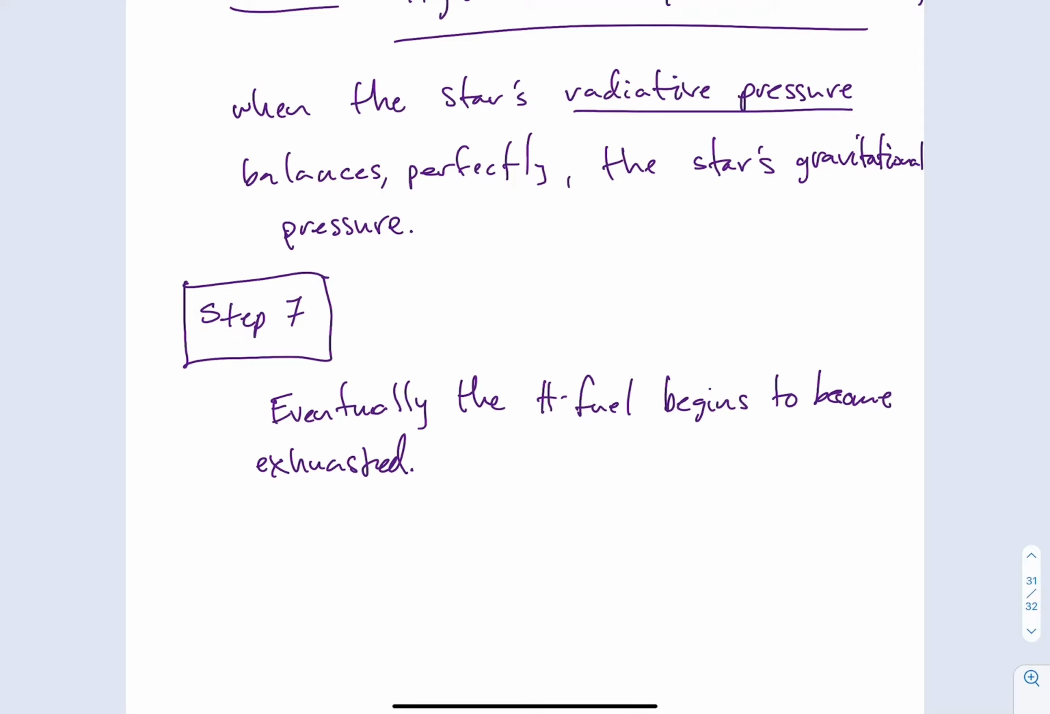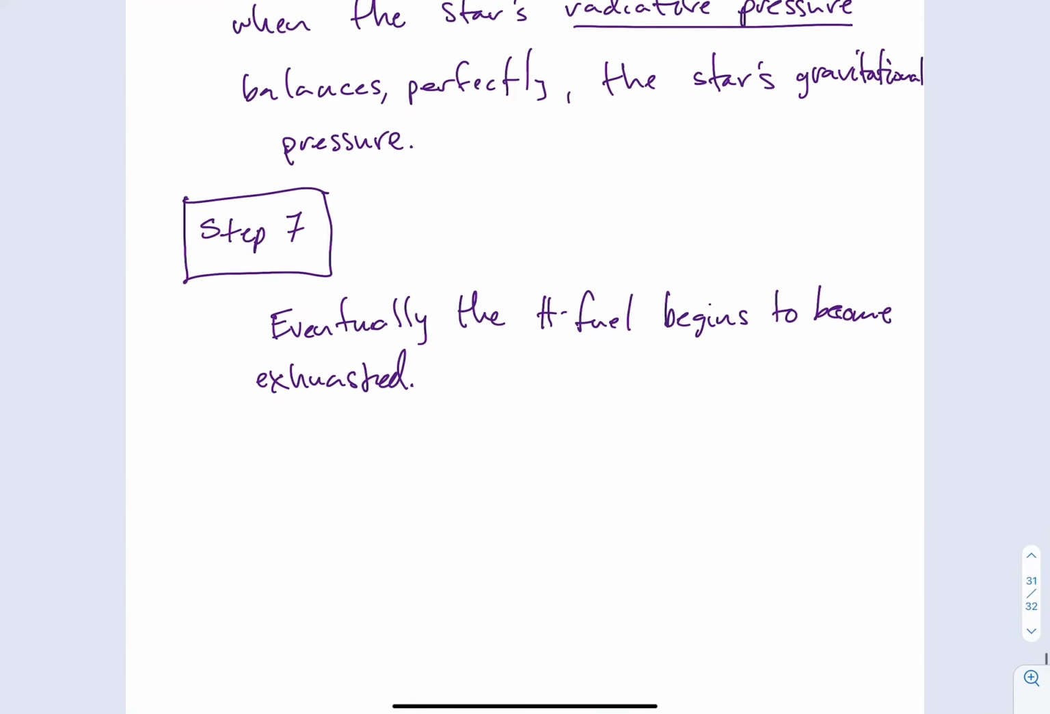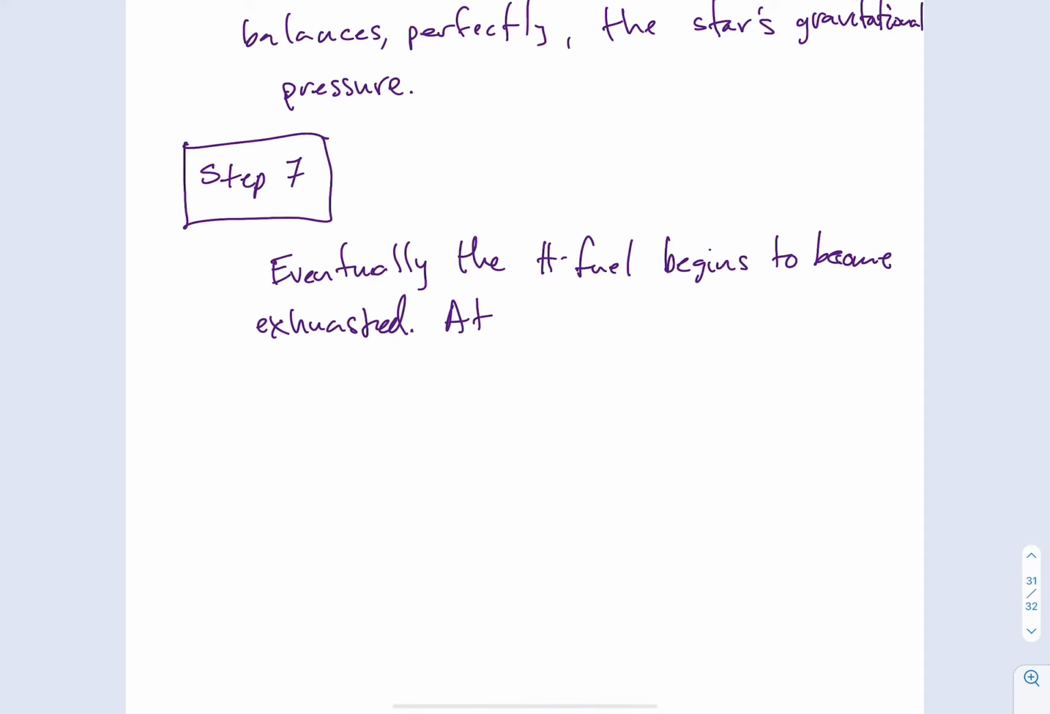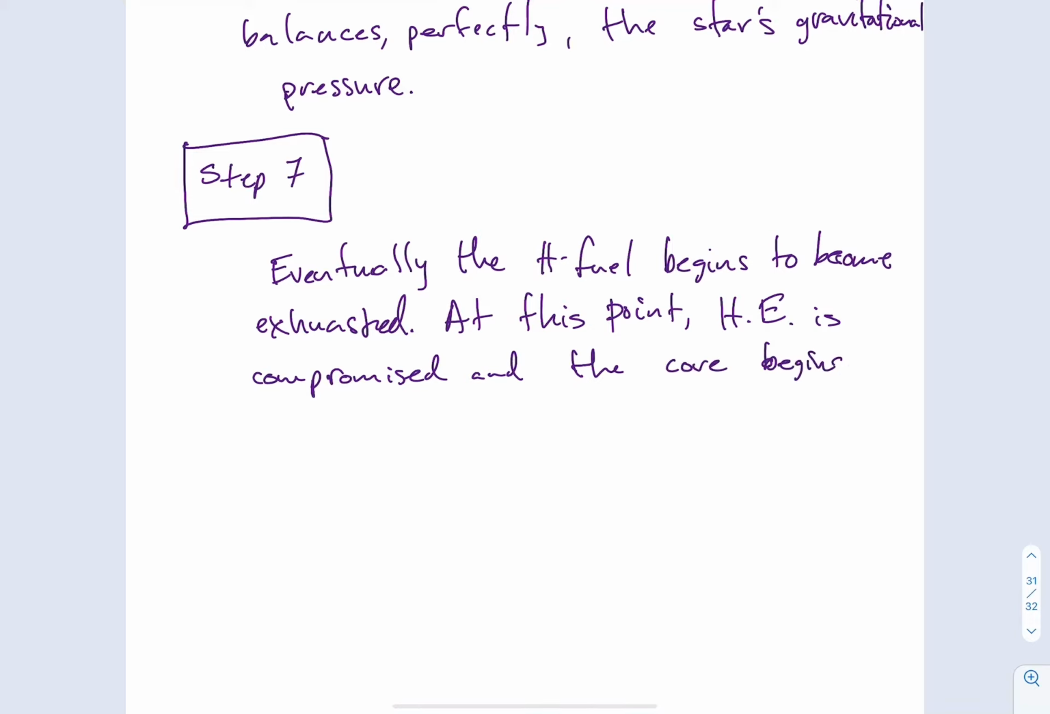It's running out. At this point, the hydrostatic equilibrium is compromised, and the core begins to collapse again. In other words, the gravitational pressure, which doesn't change, starts to win over the radiative pressure that's diminishing as the hydrogen begins to diminish in the core.